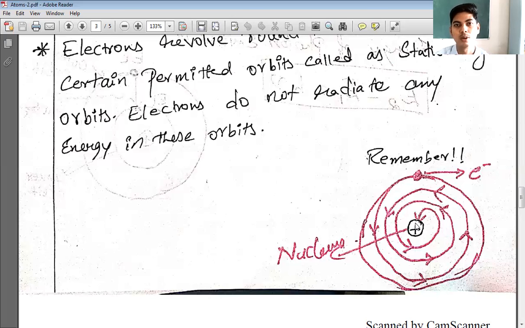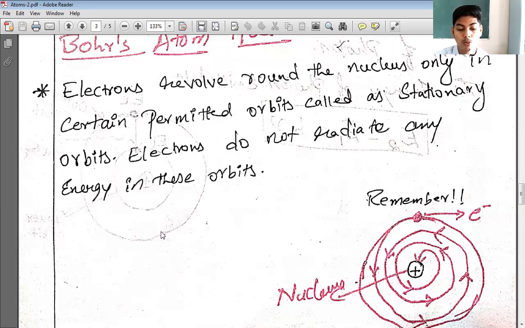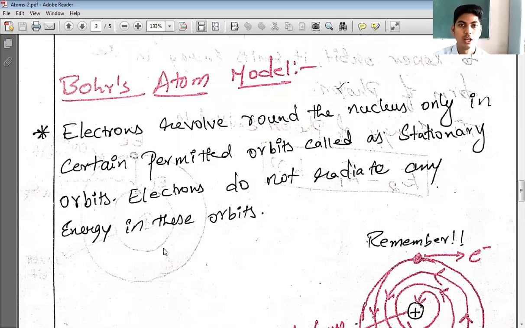So Rutherford's proposed atom model is not stable. Rutherford could not account for the stability of an atom, so Bohr came up with a different idea. Bohr said electrons revolve around the nucleus, that's true, but electrons cannot revolve in all possible orbits. Instead, electrons can revolve around the nucleus only in certain permitted orbits called stationary orbits. Bohr introduced the idea of stationary orbits. This is most important.